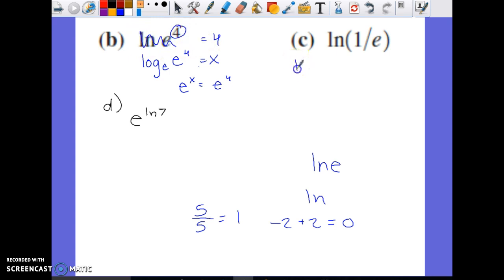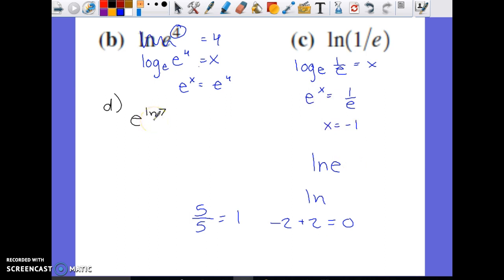All right? So I've got log base e of 1 over e. E to the what gives me 1 over e? We thought about this earlier. How can I just make that pop down in the denominator? By giving this a negative exponent. So x has to be -1.